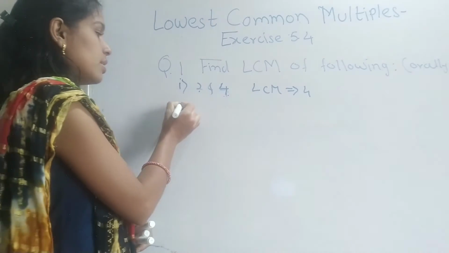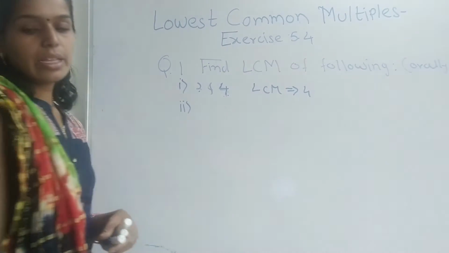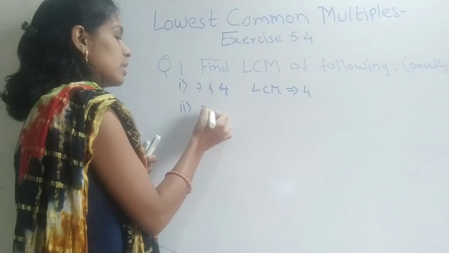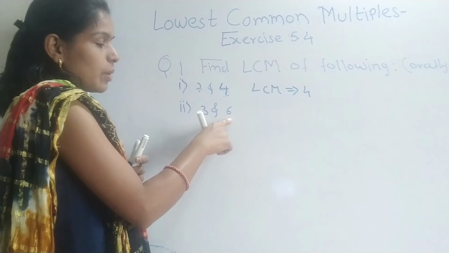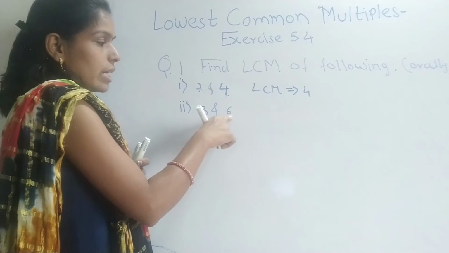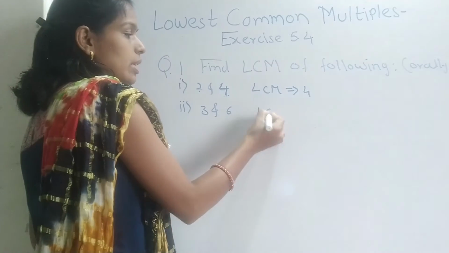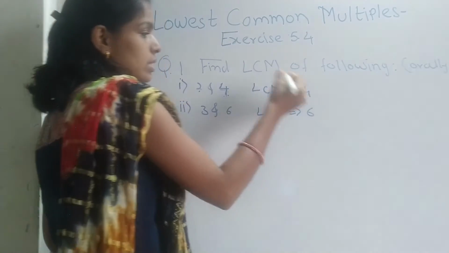Orally you can say. The second pair we will see. In the second pair you are given 3 and 6. We know that 6 is a multiple of 3. 3 2s are 6, and 6 1s are 6. So the LCM of 3 and 6 is equal to 6.